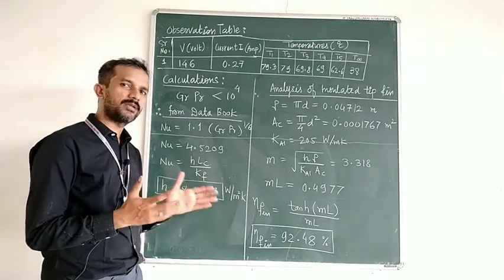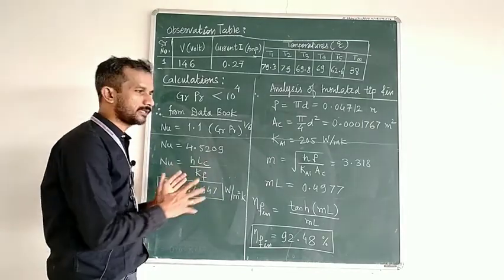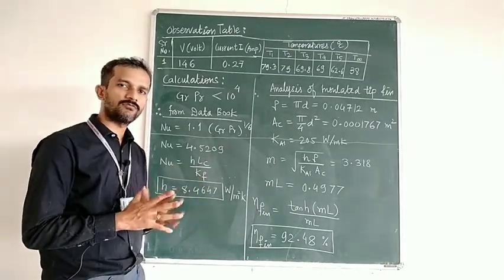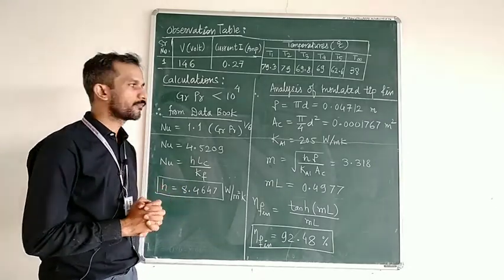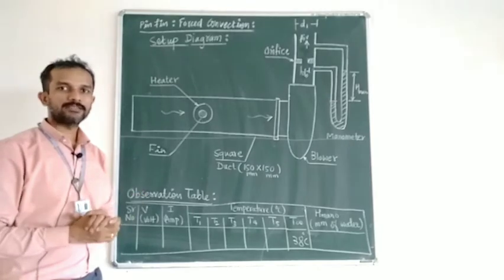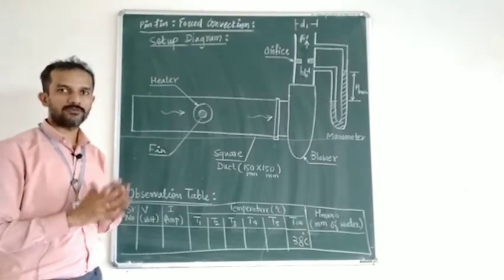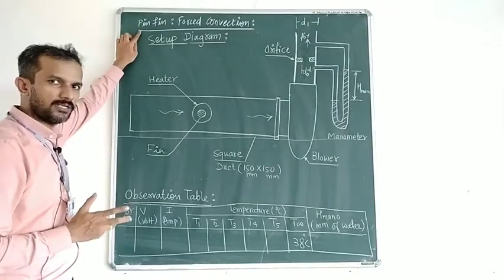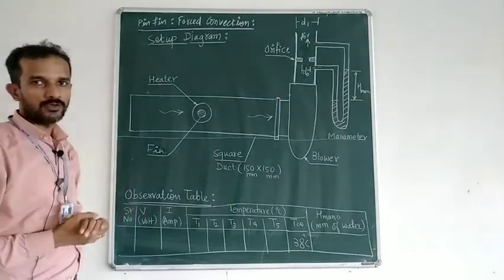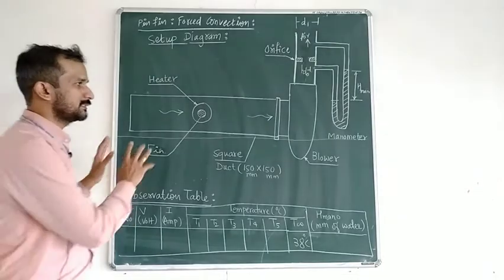Okay, so the remaining part is that a similar process can be done to find out the efficiency of the fin in the forced convection environment. Now let us see the experimental setup for forced convection. We are going to set our pin fin in a forced convection environment, and then find out the fin efficiency. For that purpose, the setup is the same.